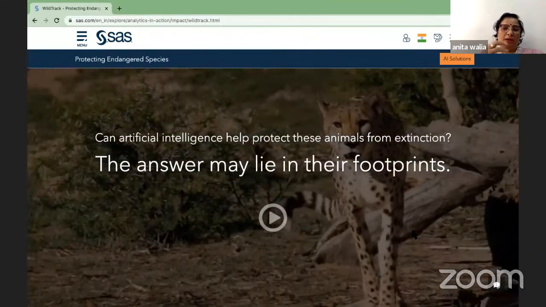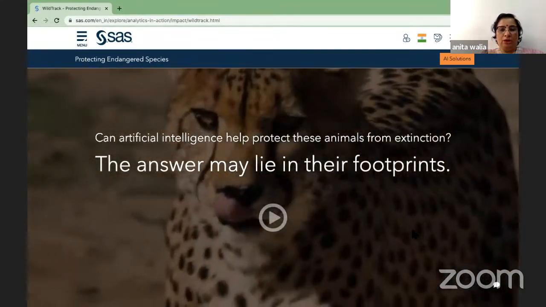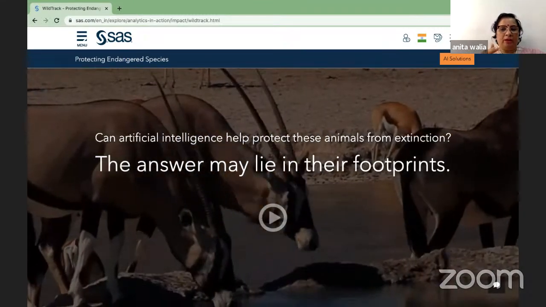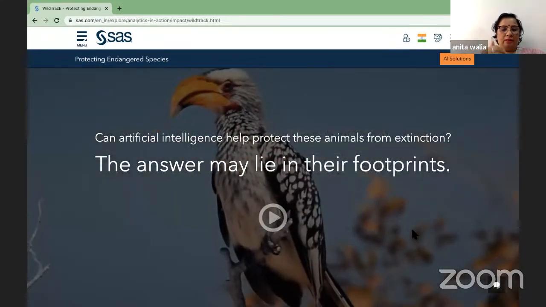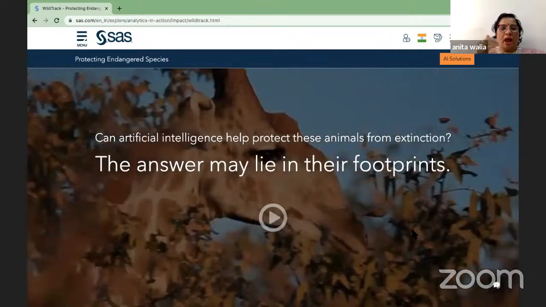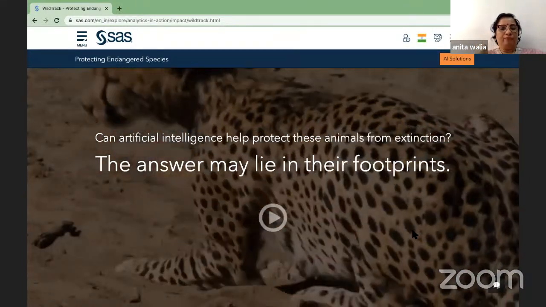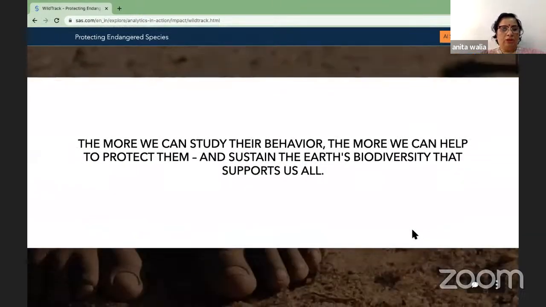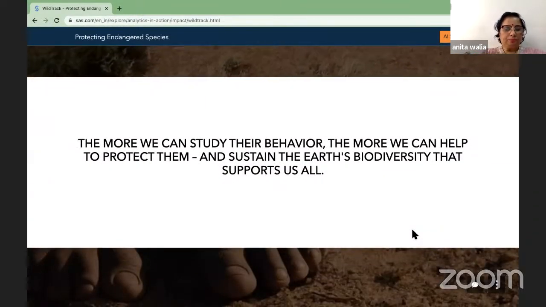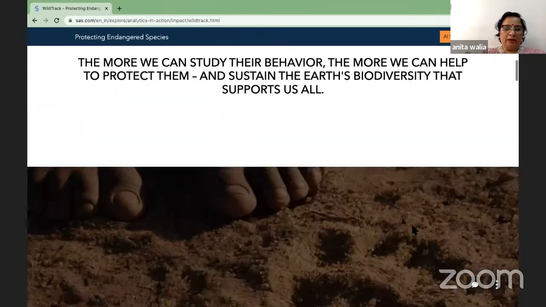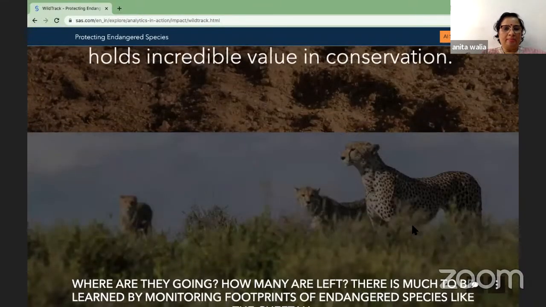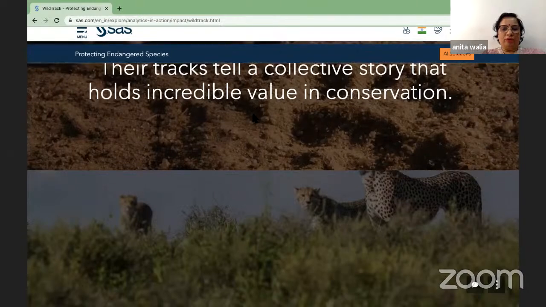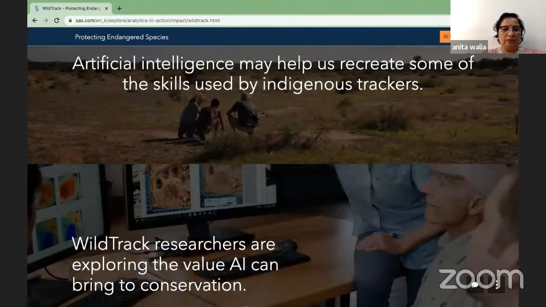So they wanted to build an algorithm or mathematical model which can take a data set of all these images of animal footprints and identify which animal a footprint belongs to and how many of these animals are left in a particular region or area. So this is what the AI could do. I will just take you through the entire case. As I said, the tracker tells a collective story, which holds incredible value for conservation, and all these things we've already seen.